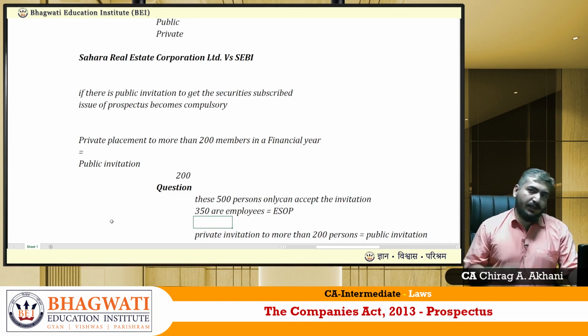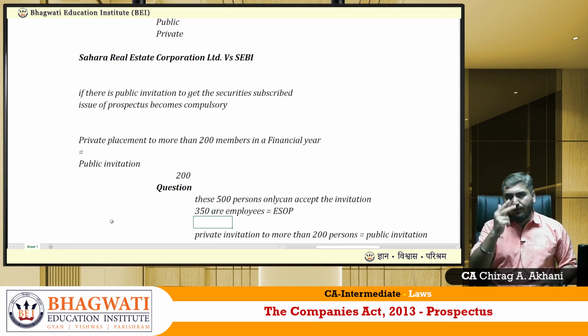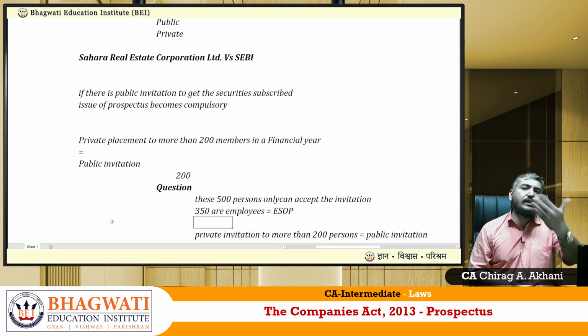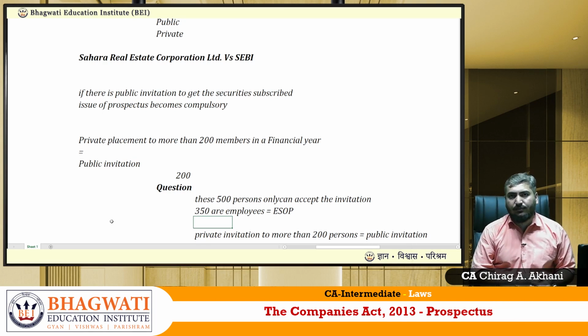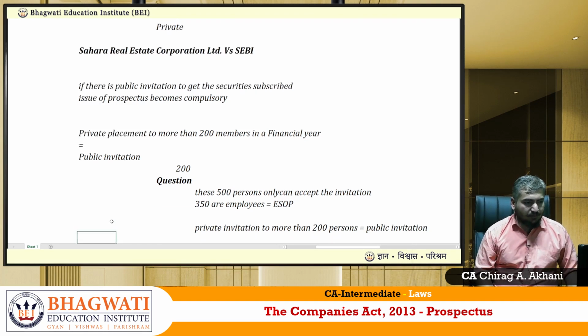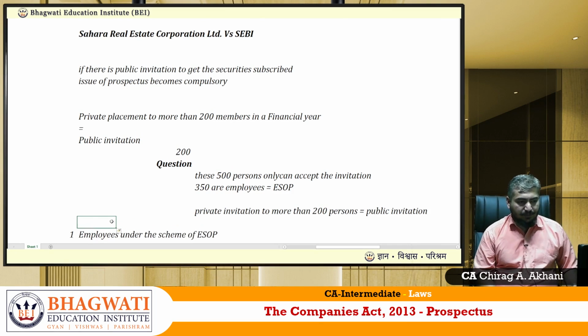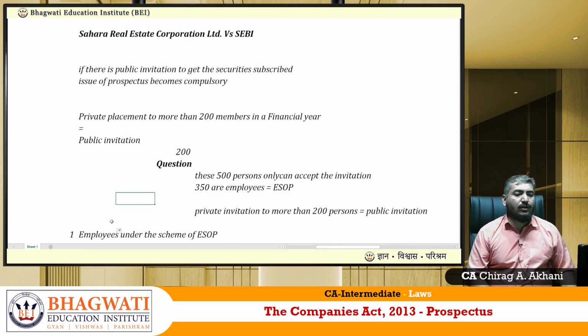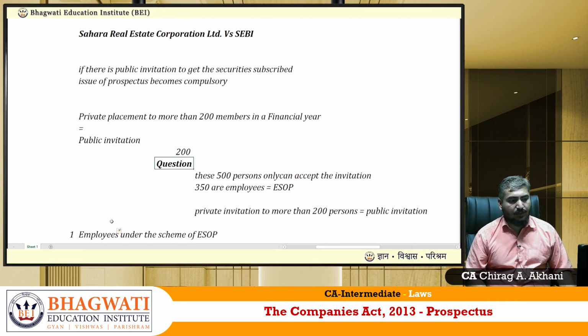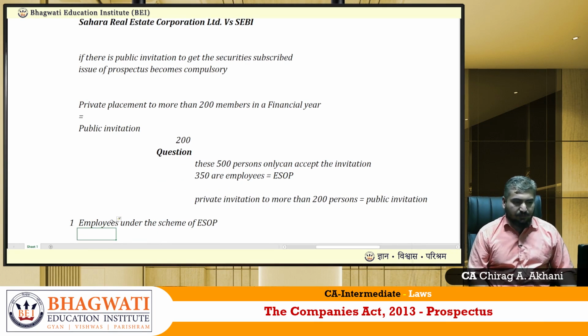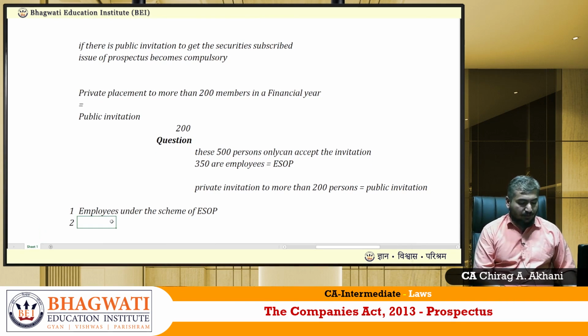This statement has an exception. There are actually two exceptions. If you are inviting these two kinds of persons, then these invitations will not be considered while counting that 200 number limit. And what are those two people? Let me tell you. Wherever shares are issued to employees under the scheme of ESOP, then such invited people will be excluded while counting this 200 limit. Got it? So employees under the scheme of ESOP.